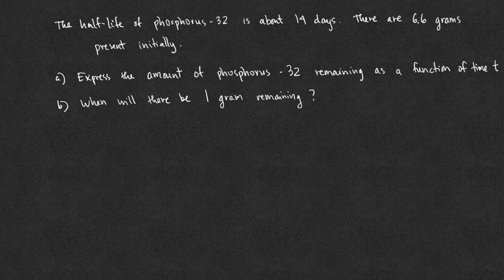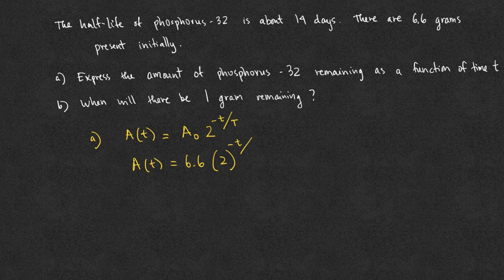Since this is a half-life model, we can simply use the half-life equation. We state that the amount at any time t is the initial amount times 2 to the negative t over the half-life. In this case, A of t is 6.6, the initial amount, times 2 to the power negative t, where t is the variable of the function, time, over the half-life, which is 14.